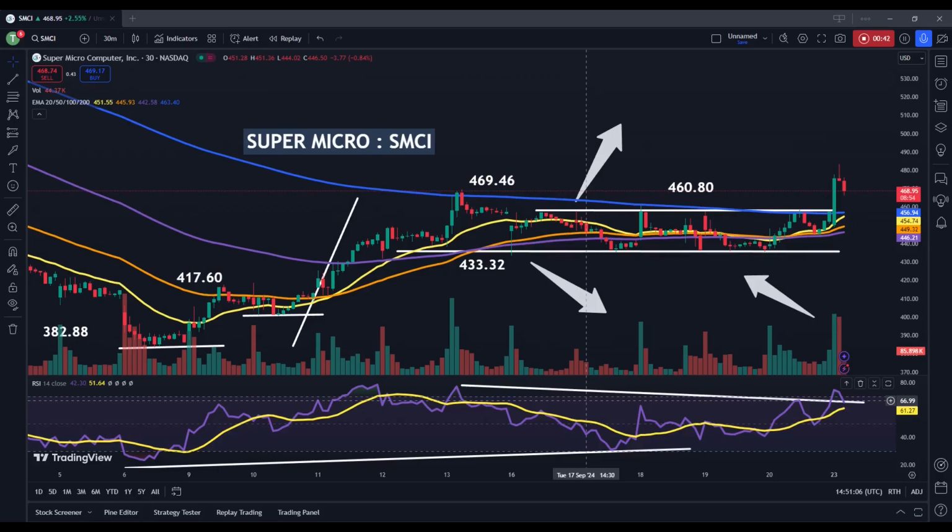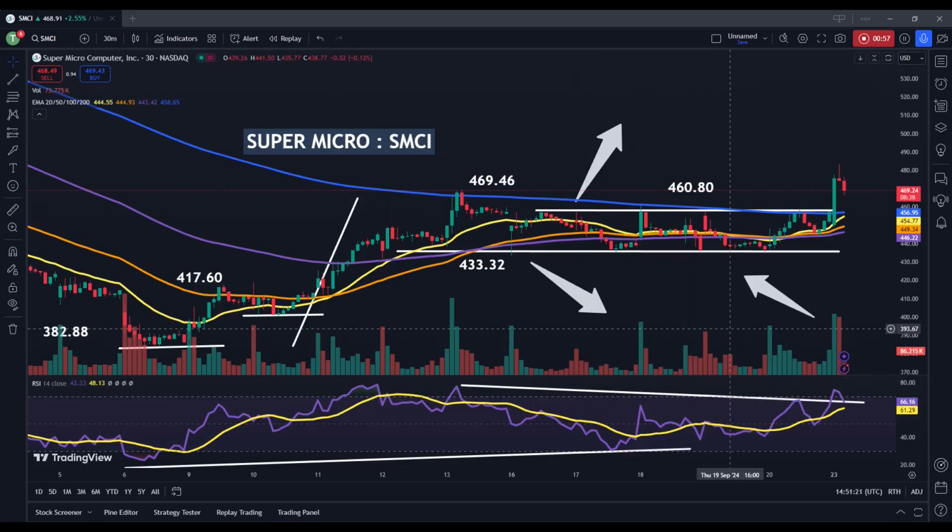So as we can see here, this is the 30-minute price chart. Each candle on this price chart represents a 30-minute trading period. And we're having a bit of interesting activity here to start the week. Super Micro is sort of bucking the trend a little bit.